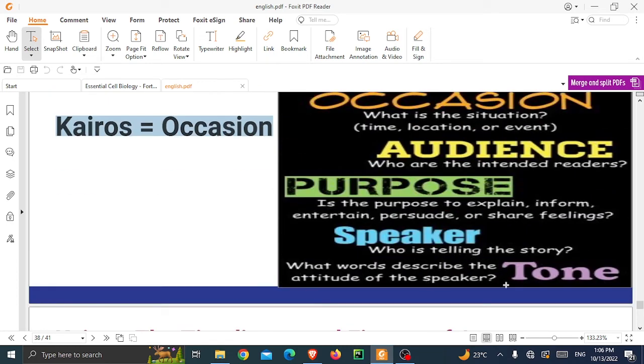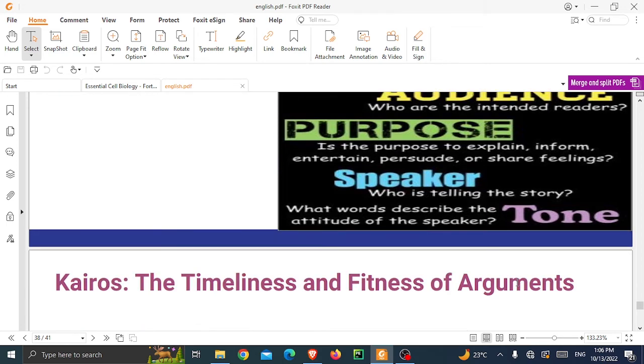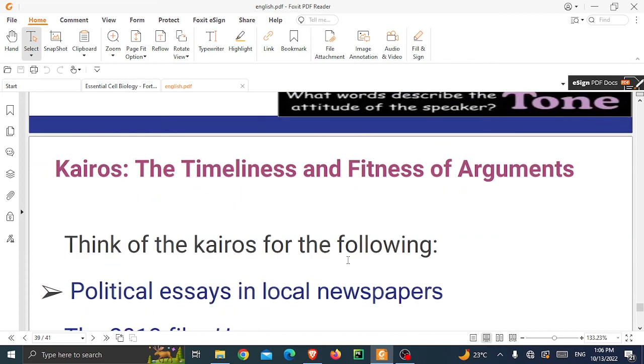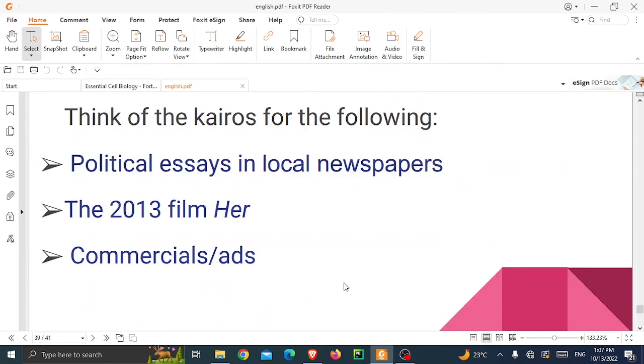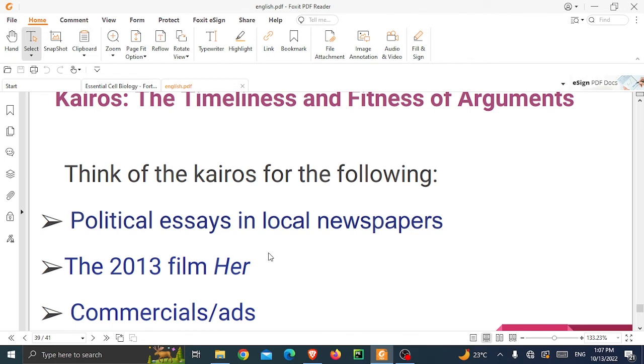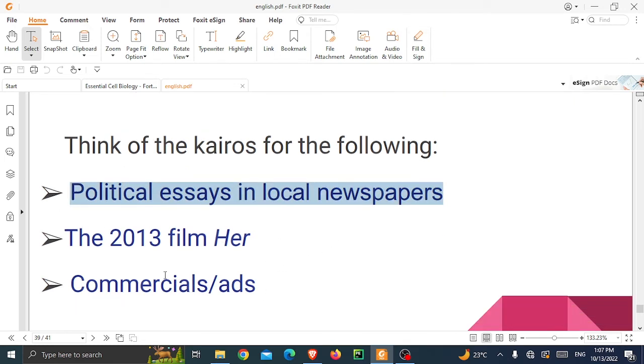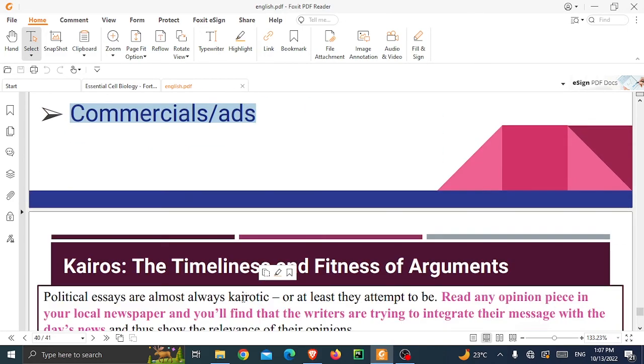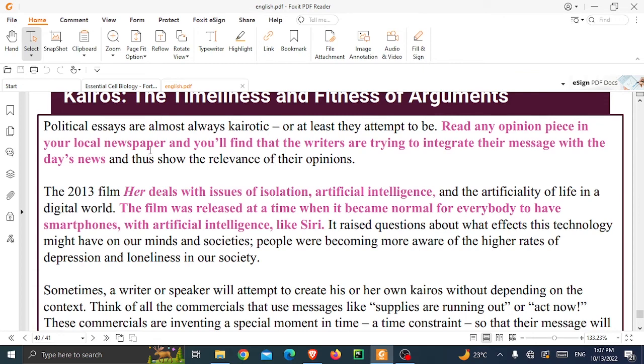And we have the tone. How does the writer or the speaker use their words? Are they aggressive? Are they demanding? Are they using an angry tone? Are they using a calm tone that doesn't have any anxiety in it, etc.? Some examples of kairos are these three common examples: political essays in local newspapers, the 2013 film Her, and commercials/ads.